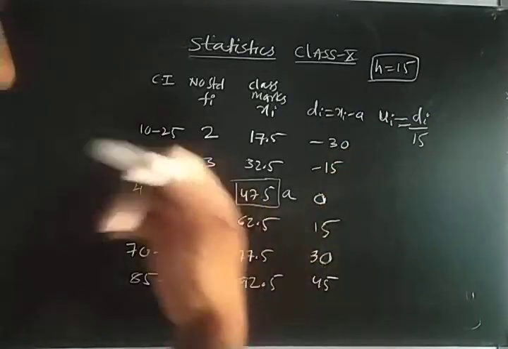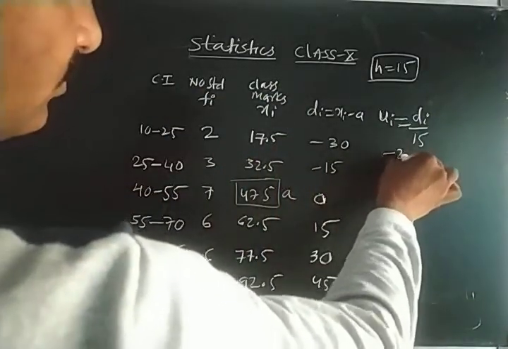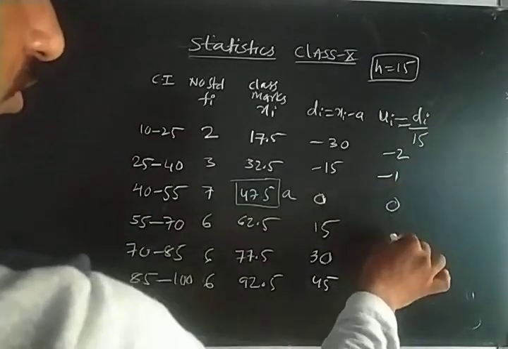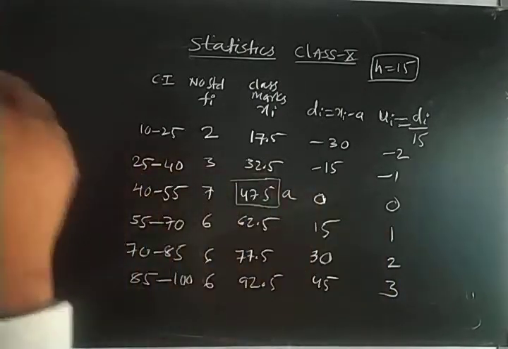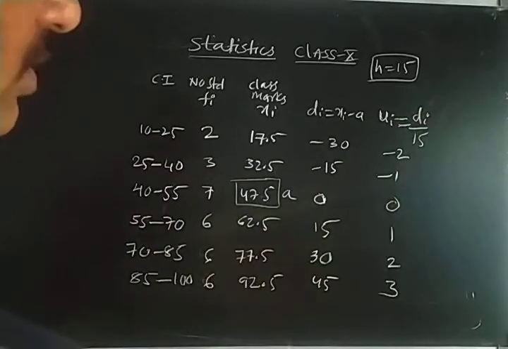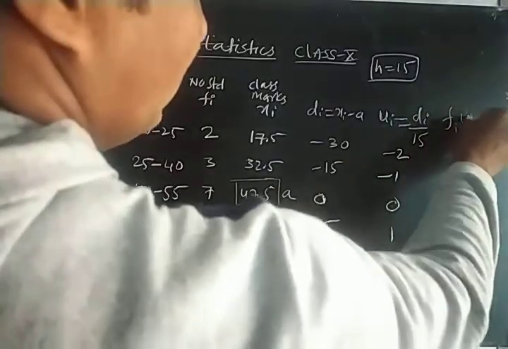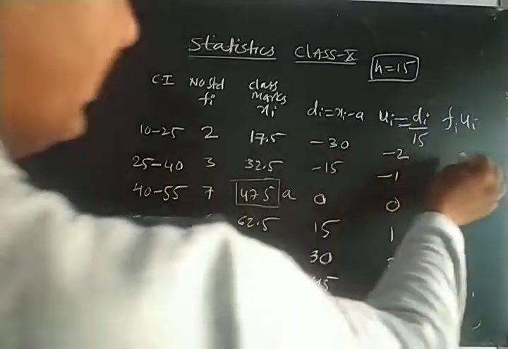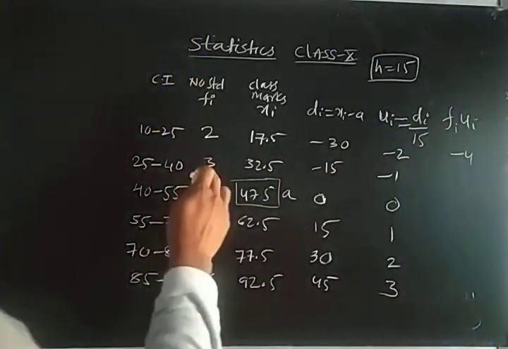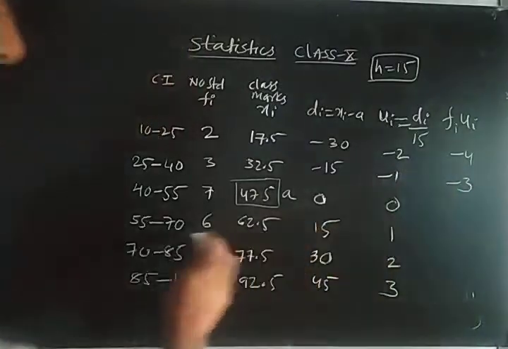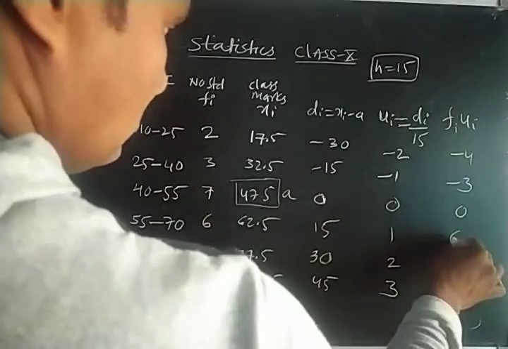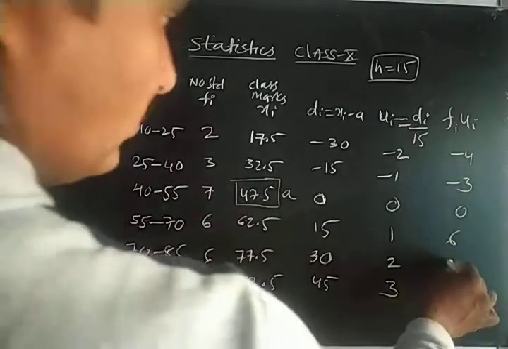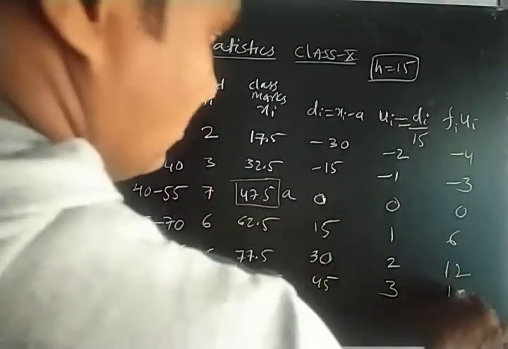So minus 30 by 15 is minus 2, minus 15 by 15 is minus 1, then 0, 1, 2, 3. After getting the ui values, you have to find fi into ui. 2 into minus 2 is minus 4. 3 into minus 1 is minus 3. 7 into 0 is 0. 6 into 1 is 6. 6 into 2 is 12. 6 into 3 is 18.